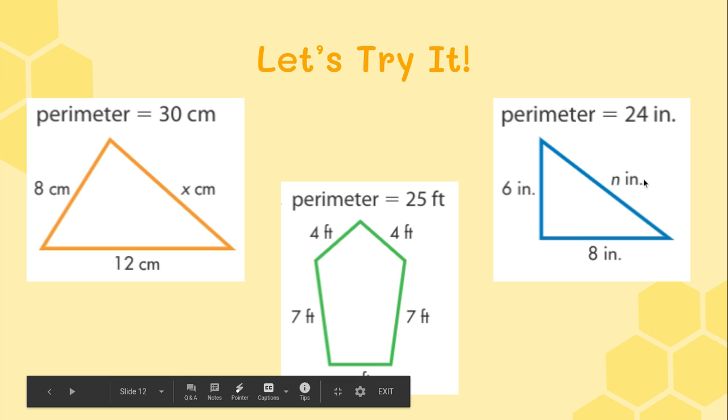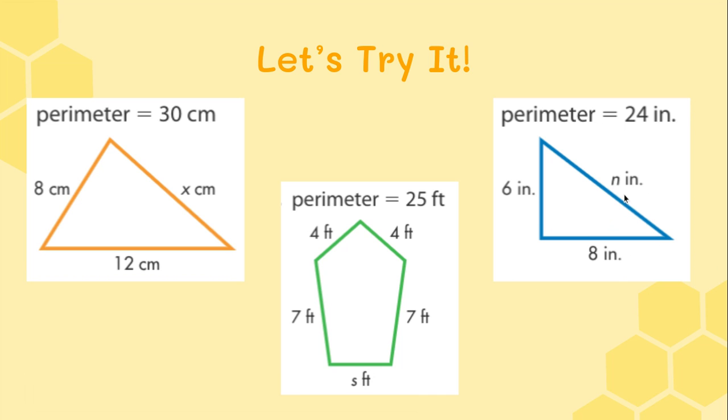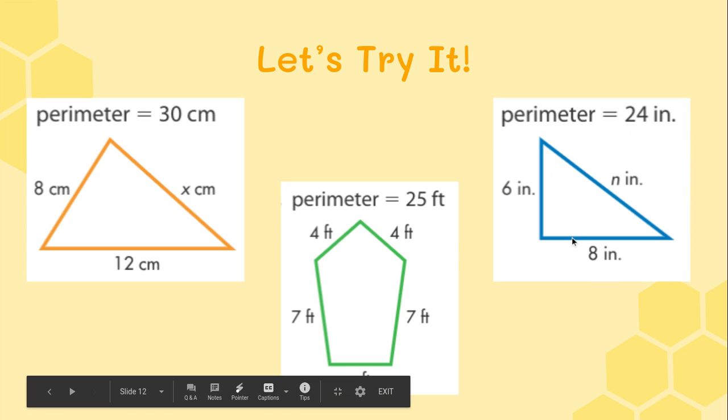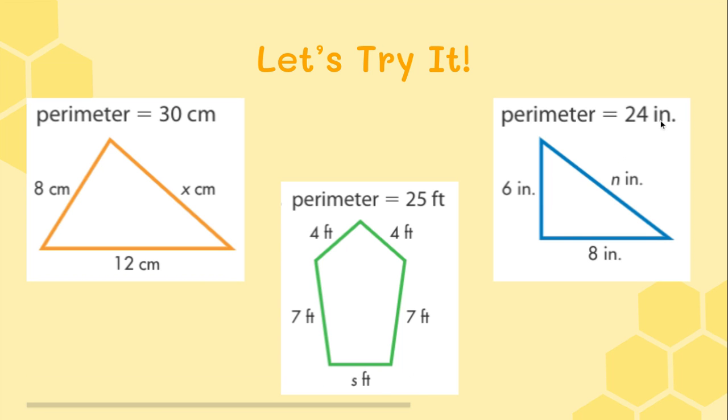Okay, last one. We have another triangle. This unknown side is the letter N, as in Nicole, but it's still an unknown side, and we're going to solve for it the same way. They give us the perimeter, which is 24 inches. I'm going to add up the sides that I do know, which is 6 inches and 8 inches. Those two sides together equal 14. Now I need to subtract 14 from 24, and I'm going to get 10, which means this unknown side is equal to 10 inches.